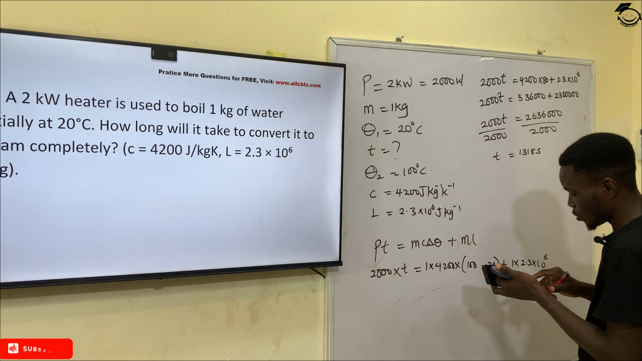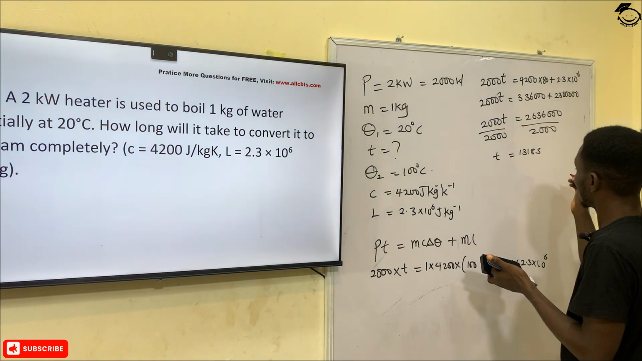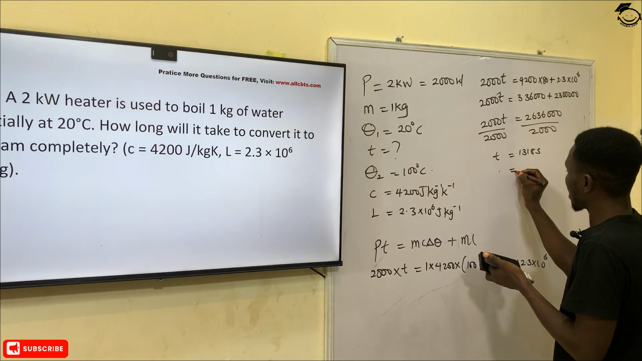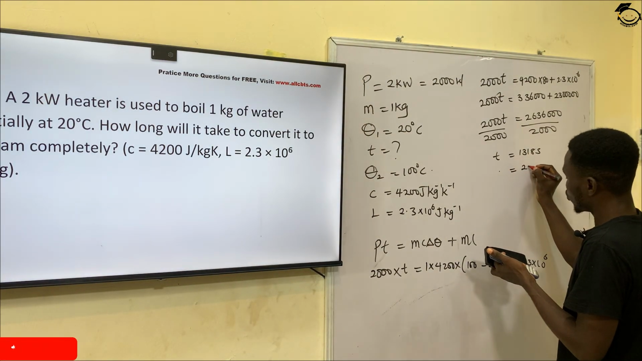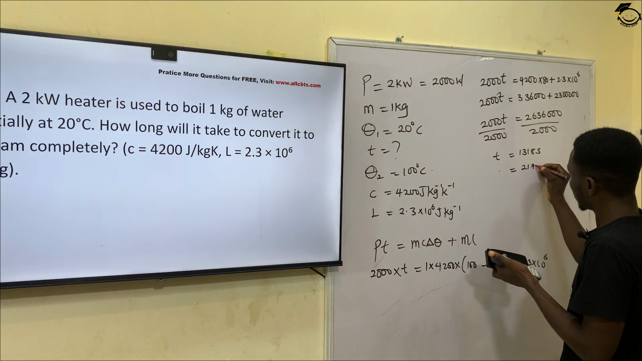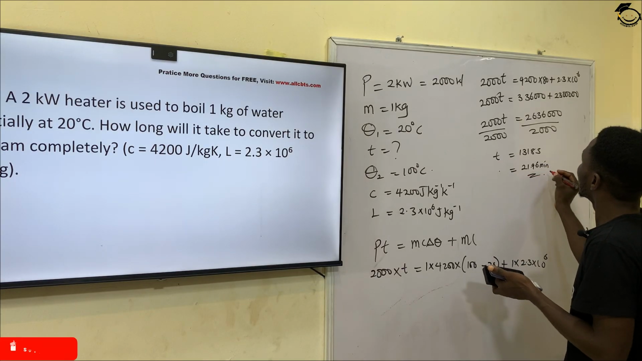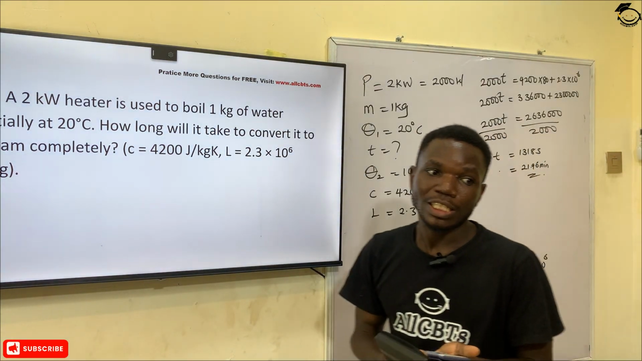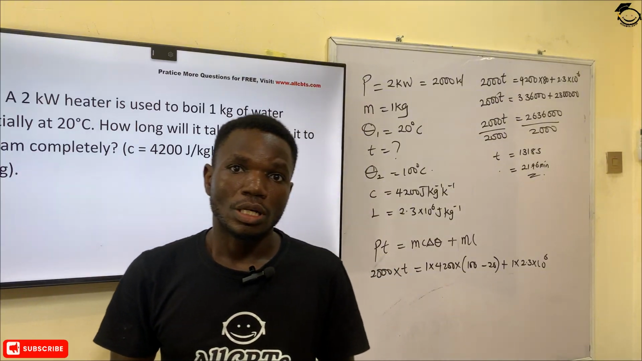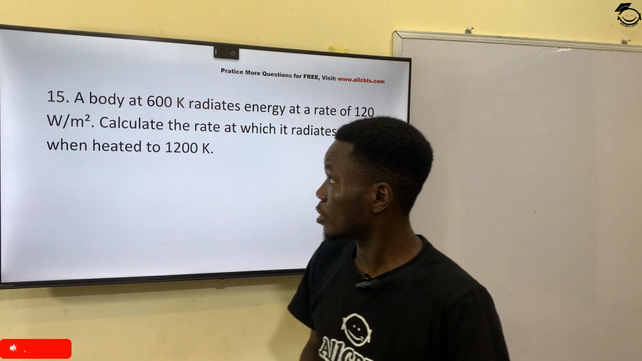If I want to convert it to minutes, I can just divide by 60, and that will give me 21.96 minutes. So in seconds, what you're going to be getting at the end of the day is 1318 seconds. Moving on from there to question number 15.